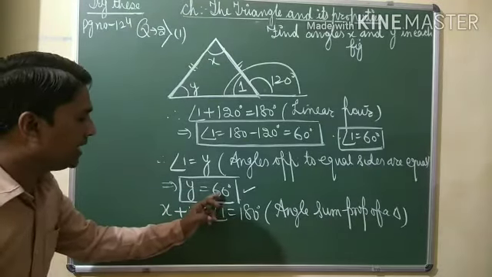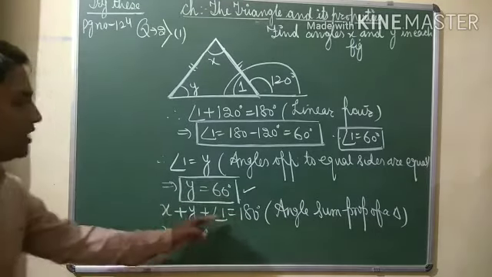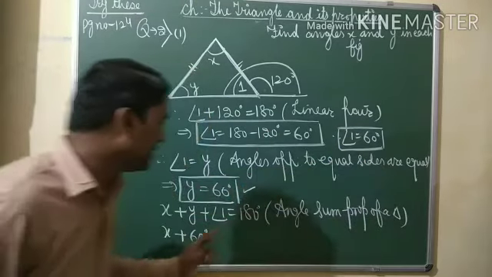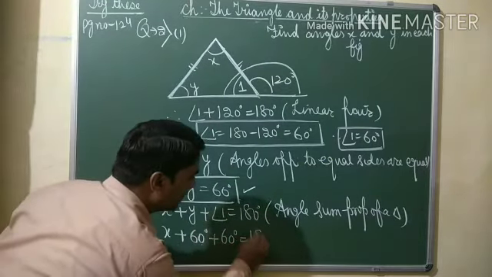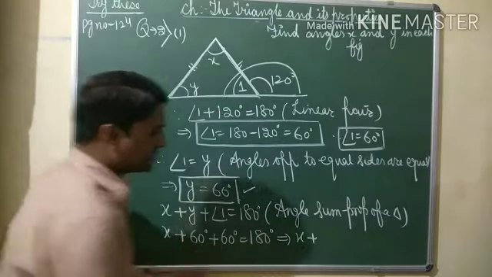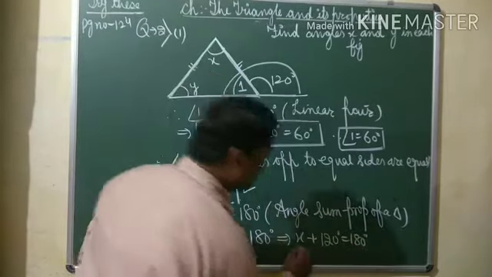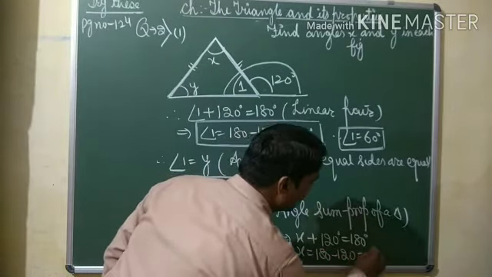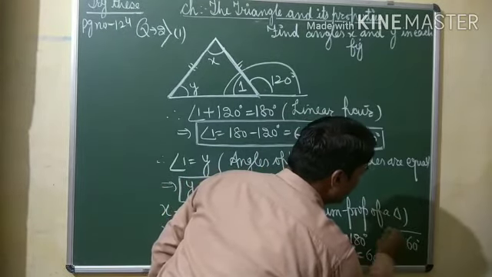So putting the value of y equal to 60 degree here, we get x plus 60 degree. Also, measure of angle 1 is equal to 60 degree. So putting the value of angle 1 equal to 60 degree here, we get x plus 60 degree plus 60 degree is equal to 180 degree. Which implies x plus 60 plus 60, 120, is equal to 180 degree. Which implies x is equal to 180 minus 120, which is equal to 60 degree. Therefore, measure of angle x is equal to 60 degree.